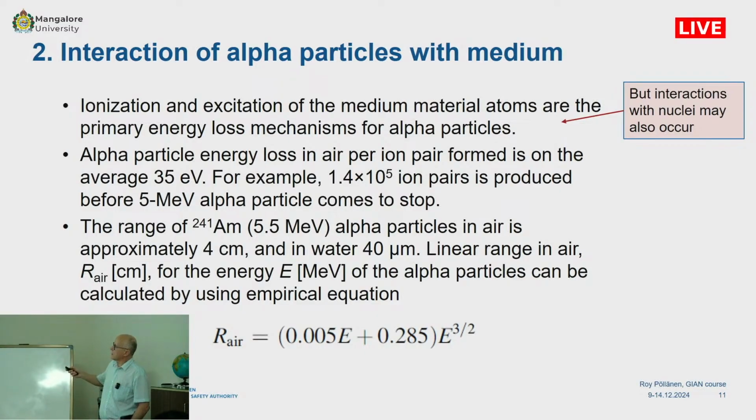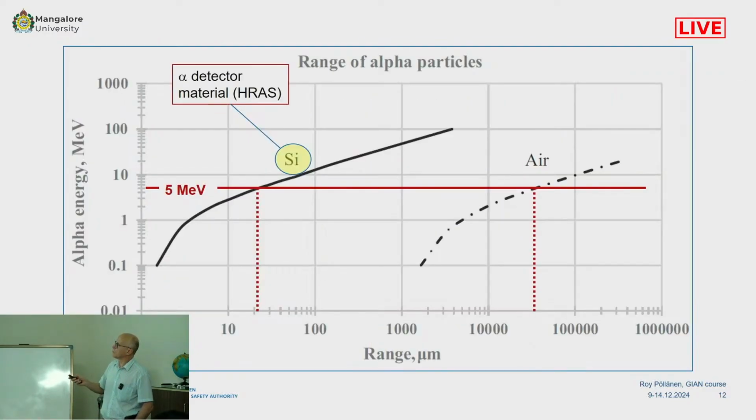Now you have to understand also that interaction with nuclei, not only interactions with electrons, may happen. I will show it soon. Okay, these are ranges of alpha particles, in this case for silicon, this case for air.